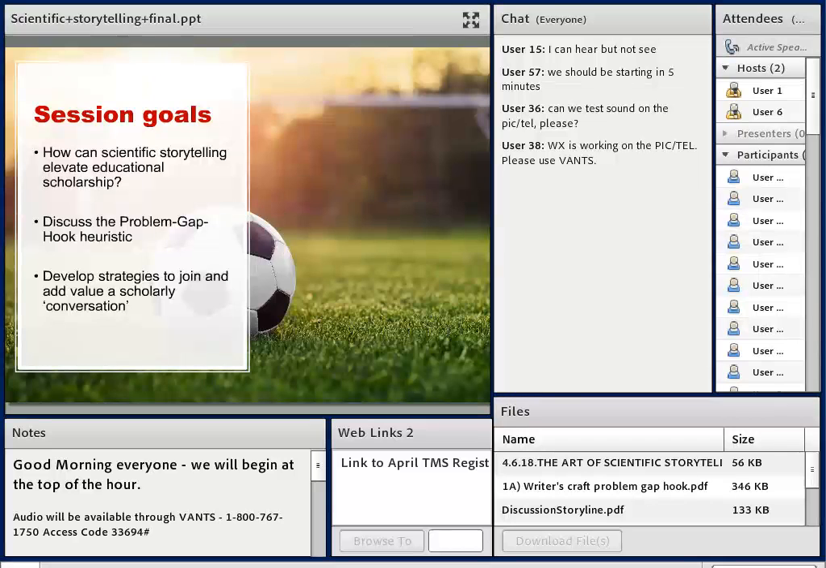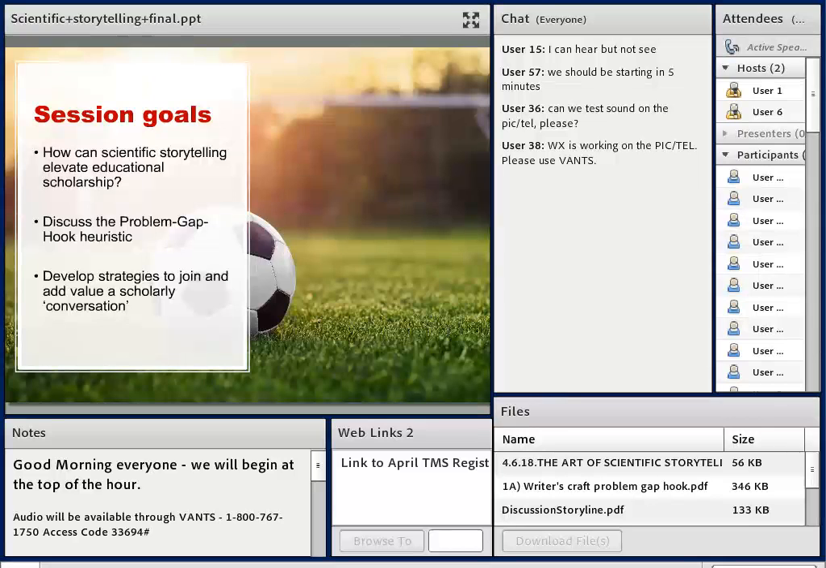Very, very modest, 3 objectives. How can scientific storytelling elevate educational scholarship? That's the first thing, and hopefully that thread will run through this entire discussion. The second is I want to introduce you to this concept of the problem, gap, and hook heuristic. These are all words that come from the writing masterclass and the writer's craft course which I was fortunate enough to attend last year.